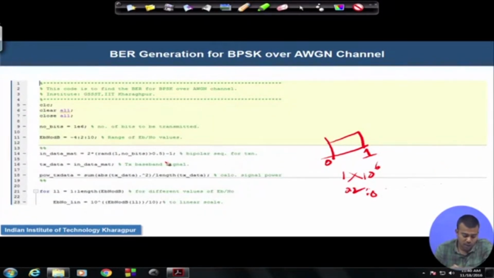Then I am taking 0.5 as a threshold. If the generated number is greater than 0.5, it is considered as 1, then multiplied by 2 and subtracting 1, so 1 is mapped to 1. If it is less than 0.5, it is considered as 0, and 2 into 0 minus 1 gives minus 1. In that way I am generating a bipolar sequence from the transmitted bits.